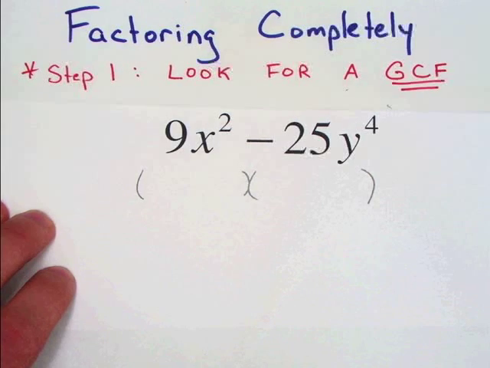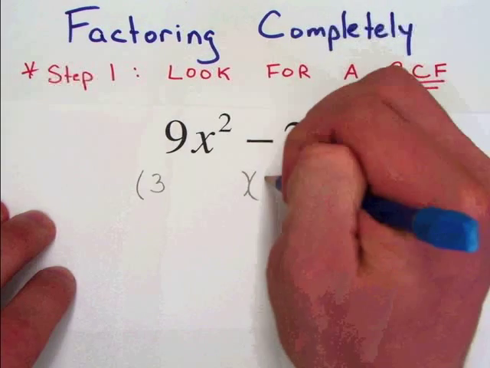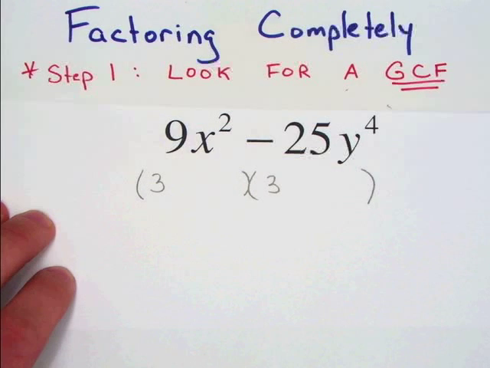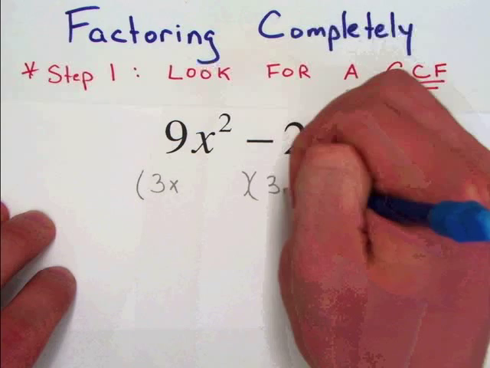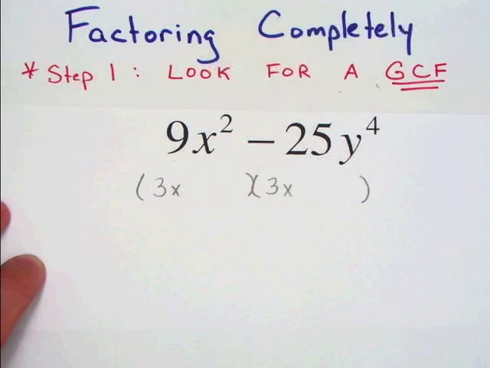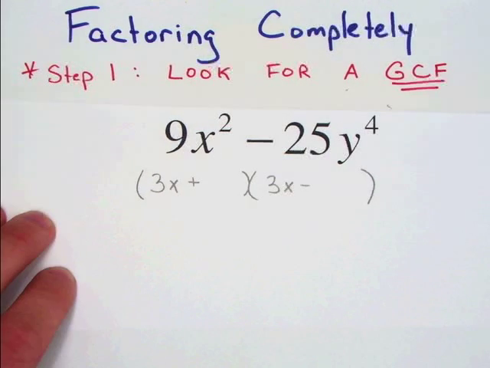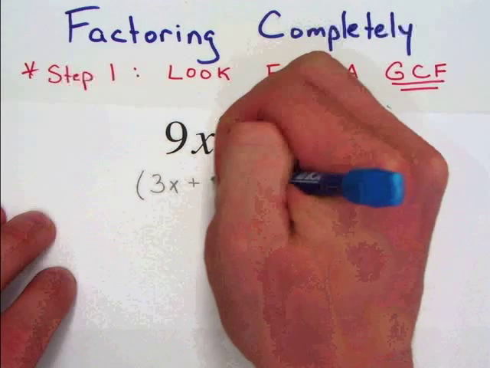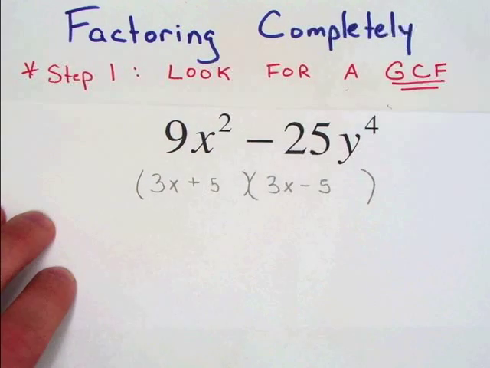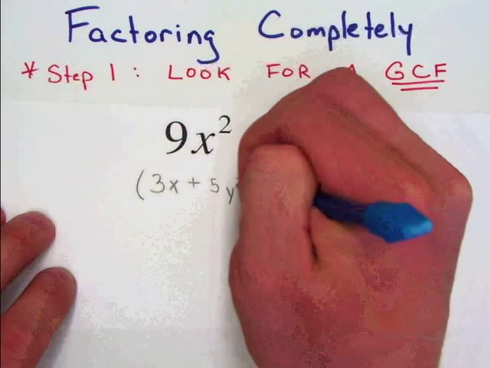The square root of 9 is 3. So we split up the 3 into both of our binomials. The square root of x squared is x. If we remember from our previous example, the signs inside the parentheses are positive and negative. In our second term, the square root of 25 is 5, and the square root of y to the 4th is y squared.